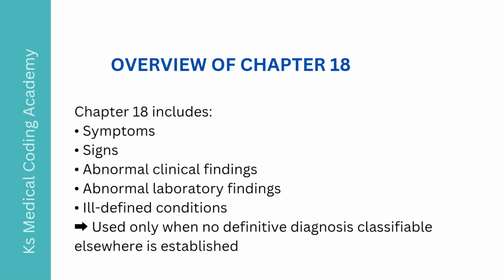Overview of Chapter 18. Chapter 18 includes symptoms, signs, abnormal clinical findings, abnormal laboratory findings, and ill-defined conditions that cannot be classified elsewhere. These codes are used only when no definitive diagnosis has been established by the provider. Once a confirmed diagnosis exists, Chapter 18 codes are generally not assigned unless specifically permitted.